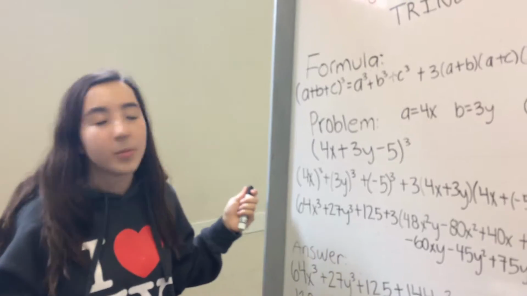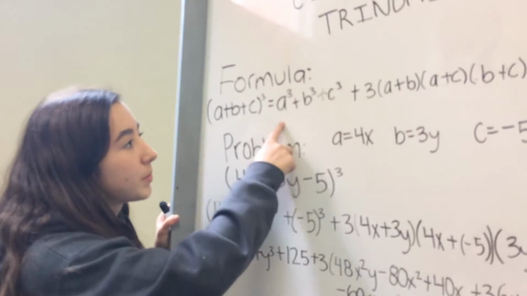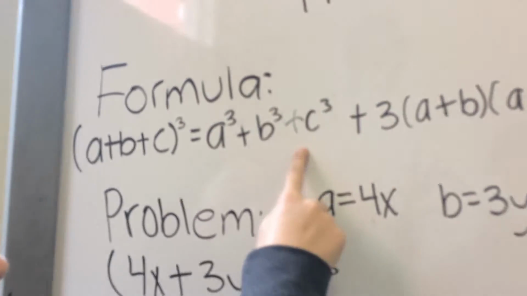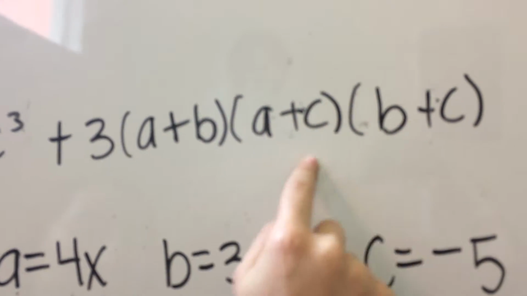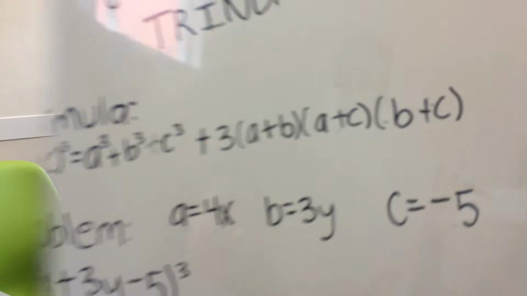We're going to use a formula which is a cubed plus b cubed plus c cubed plus 3 times a plus b times a plus c times b plus c. Okay, so that's the formula, but what do we do next?